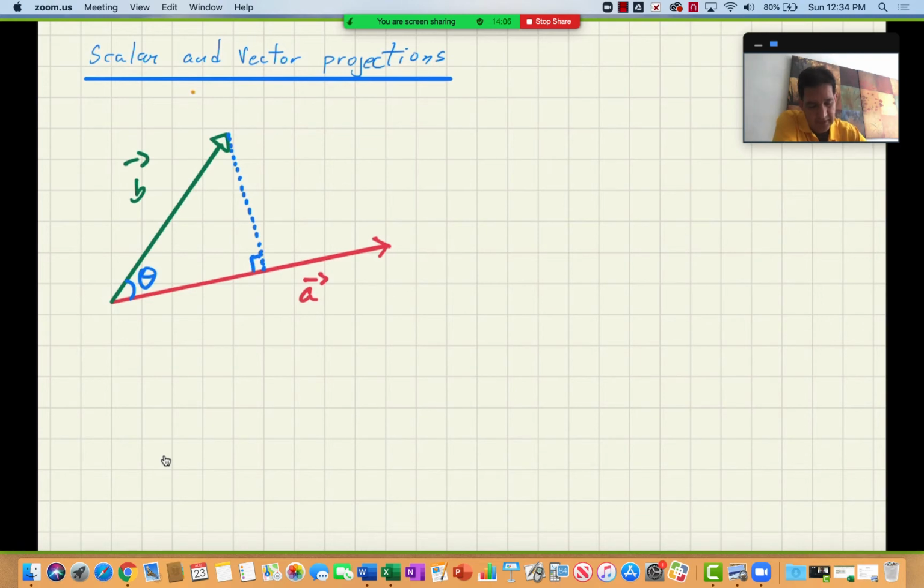When I say projection, imagine that we have a light bulb or the sun here. What is the shade caused by this vector B onto vector A? What is the length and direction of this vector? Okay, this vector right here, we're going to call it the projection of vector B onto vector A.